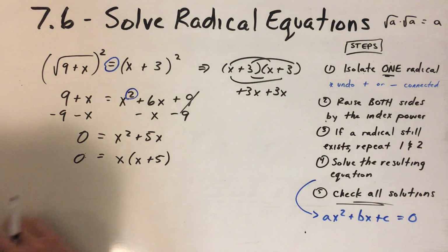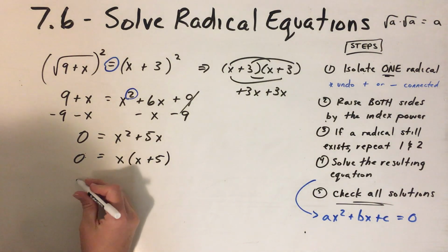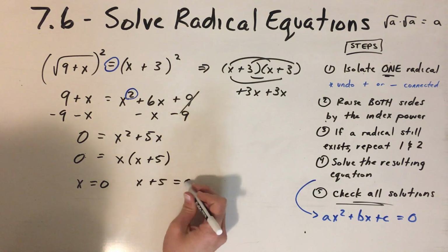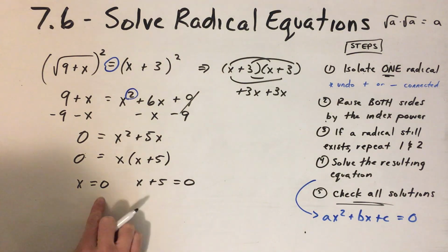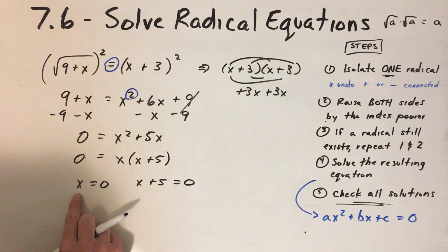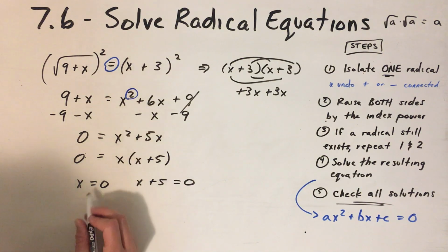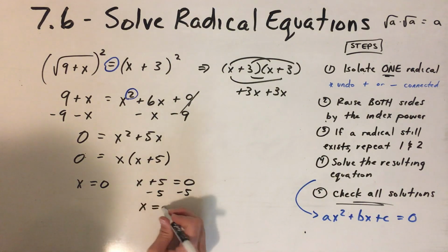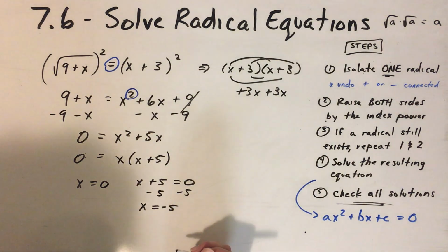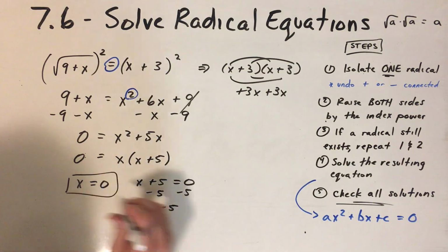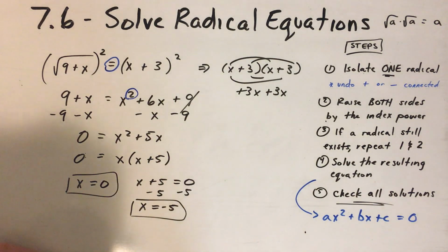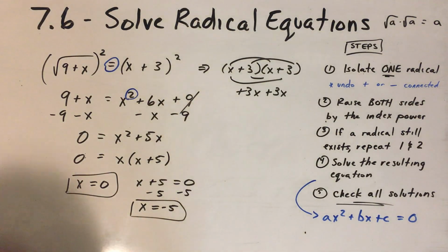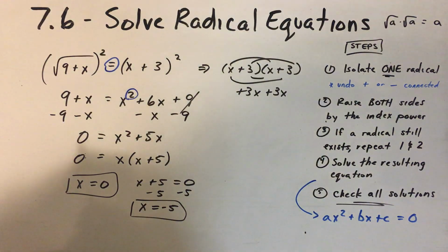So I'm going to set each factor equal to 0. I'm going to set x equal to 0 and x plus 5 equal to 0. Well, this is literally the statement that says x is 0. So I've got that x is 0. Here I'm going to subtract the 5, and I get that x is -5. So my two solutions here are 0 and -5. But again, we have to check those in the original equation to make sure that they are correct.